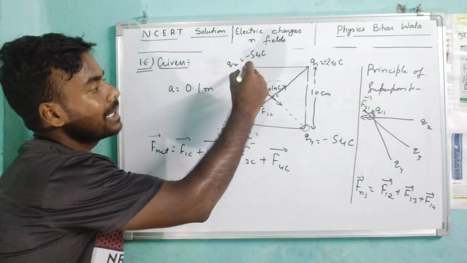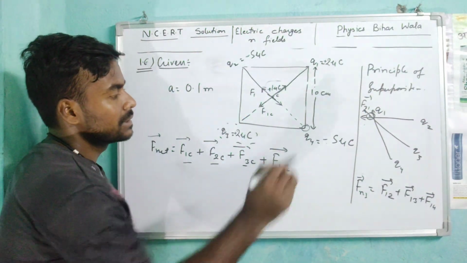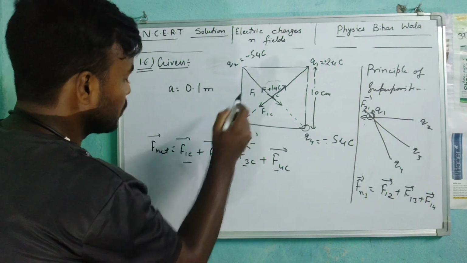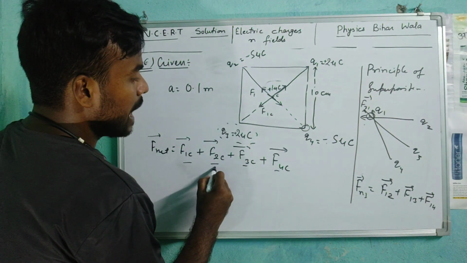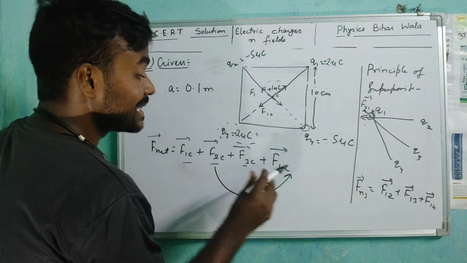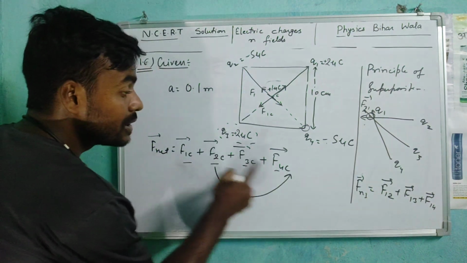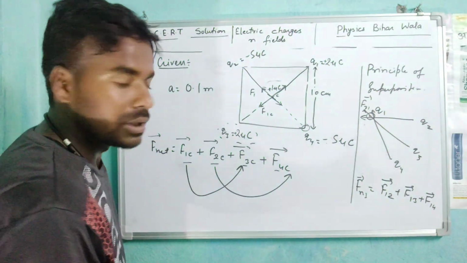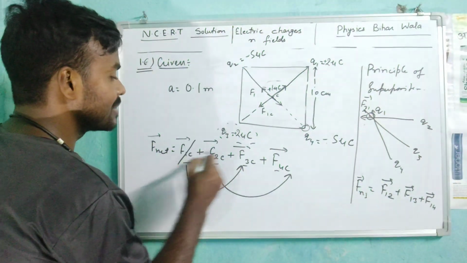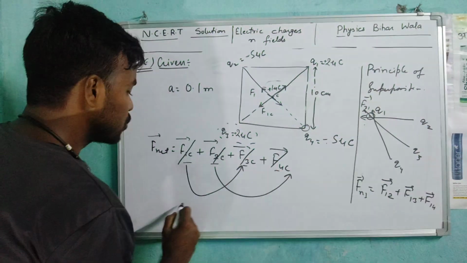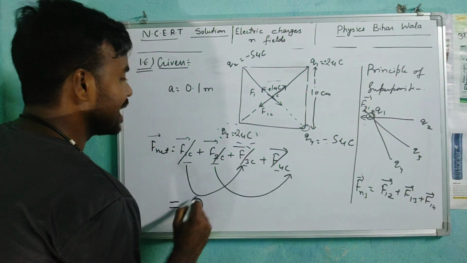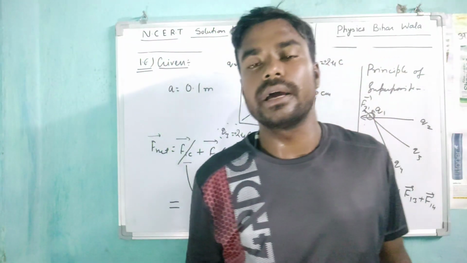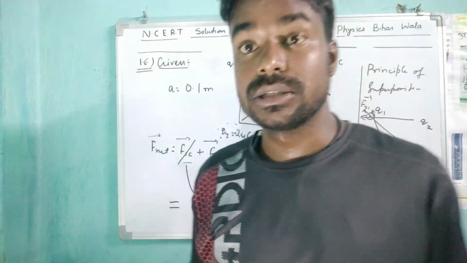When we calculate this, we get the values of F1C and F2C. According to this, the magnitude is the same but the direction is opposite, so automatically they cancel out. So the net force acting on the plus 1 microcoulomb charge placed at the center of the square will be 0.